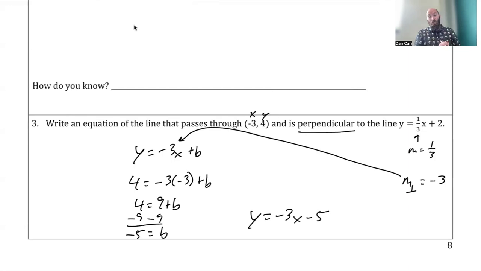Okay, and that's it for today. We're writing equations of parallel and perpendicular lines. Key parts of today: parallel lines have the same exact slope. Perpendicular lines, to form that right angle, have to be opposite reciprocal slopes. Everything else is just based off that.